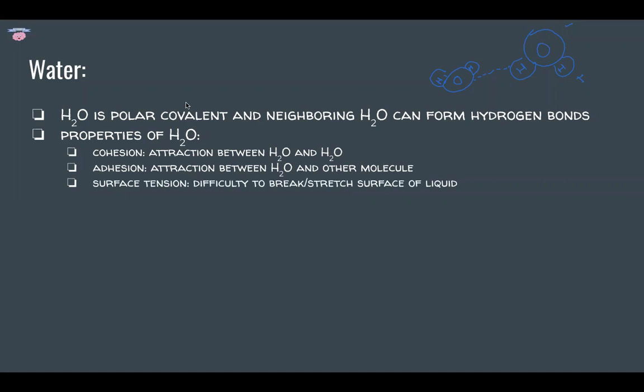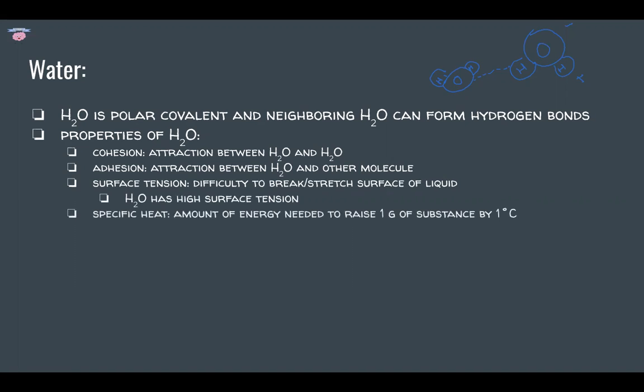Surface tension is a difficulty to break or stretch the surface of a liquid. Water has a high surface tension. Specific heat is the amount of energy needed to raise 1 gram of a substance by 1 degree Celsius. Basically, how much heat it takes to raise the temperature of a substance. Again, water has a high specific heat. This causes resistance to change temperature, which is why if you live near a body of water, especially an ocean, then the temperatures near you aren't as extreme as they would be, let's say, in the middle of the United States. Los Angeles has better average temperatures than Kansas.